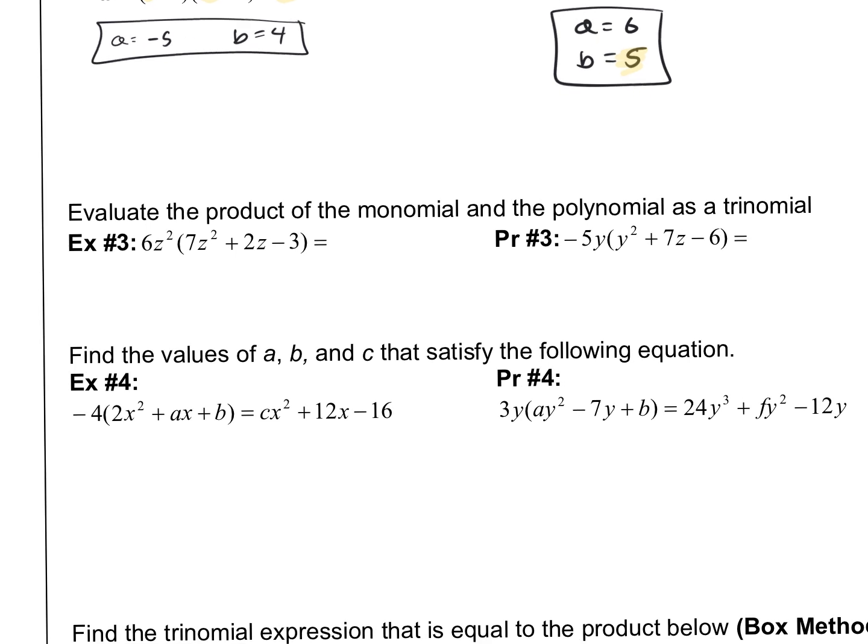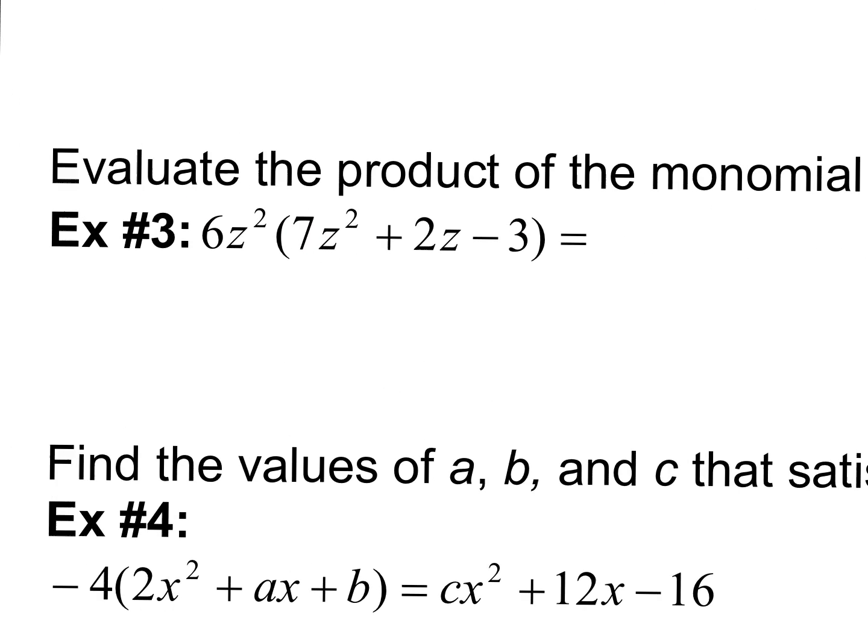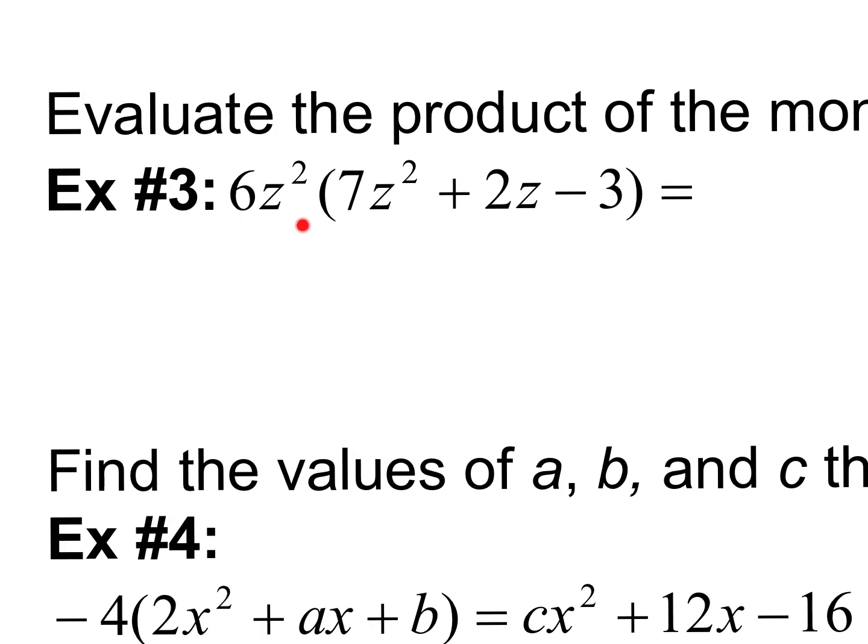Evaluate the product of the monomial and the polynomial as a trinomial. Okay, so what we're saying here is they want us to multiply this, and they want us to distribute it to everything. That's all we're doing. And since it's just a monomial times a trinomial, nothing real fancy we have to do here. The main thing, we just have to remember that we have to multiply this to every term. That's it. So let's just do it. 6 times 7 is 42. Z squared times z squared makes z to the 4th.